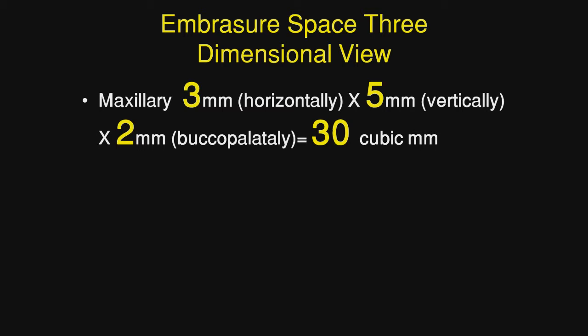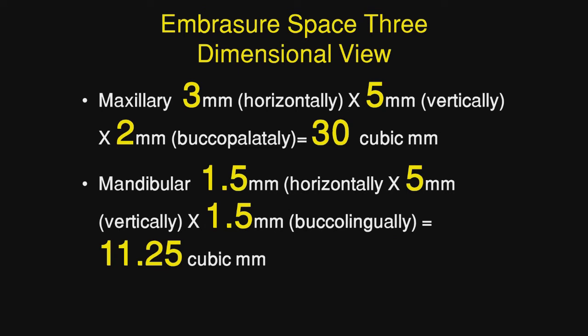Now we're talking about at the crest of the bone horizontally, that dimension should be 3 millimeters in the maxillary arch, and the papilla is going to come down 5 millimeters, and arbitrarily the distance in a buccolingual dimension in the maxillary arch is probably about 2 millimeters, so the total volume of the papilla should be 30 cubic millimeters.